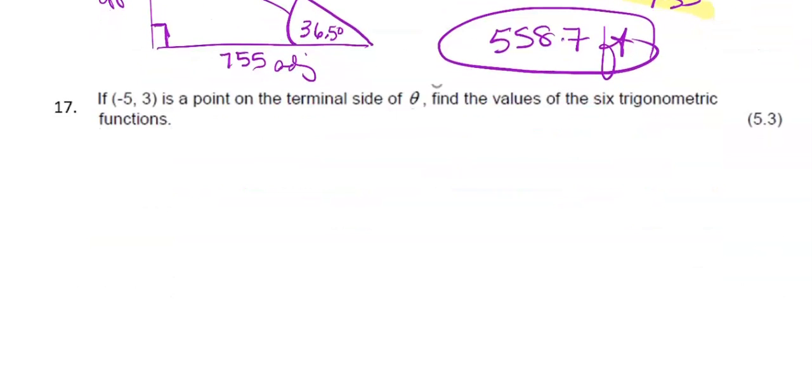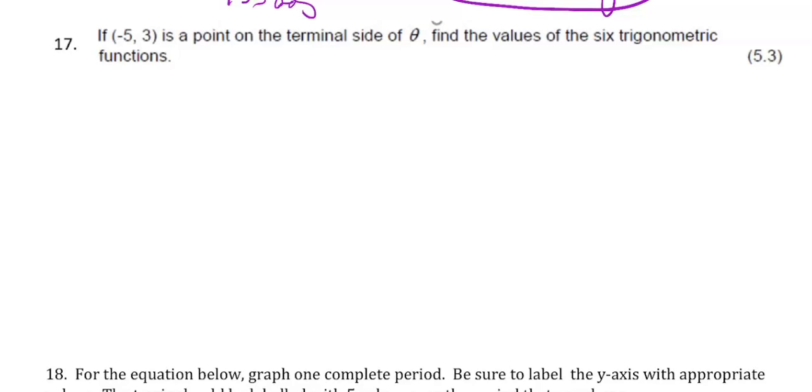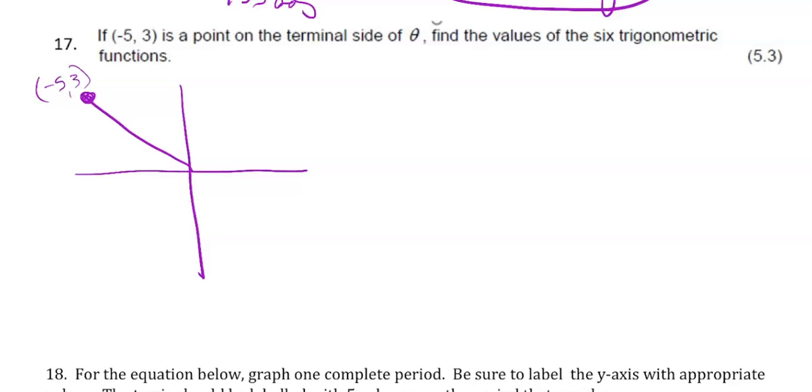Okay, let's do question 17. If negative 5, 3 is a point on the terminal side of the angle, okay, so let me figure out where that is. So if my x is negative and my y is positive, then this must be over here, negative 5, 3, right? Because that's where the x is negative and the y is still positive. Find the values of the 6 trig functions.